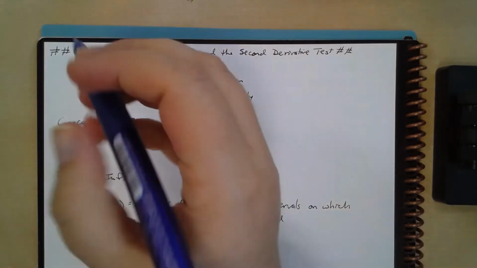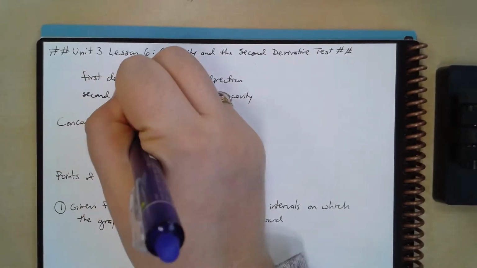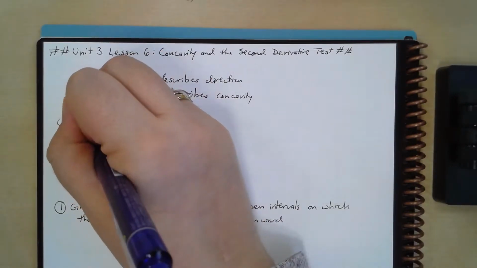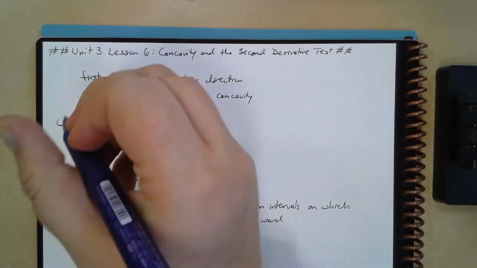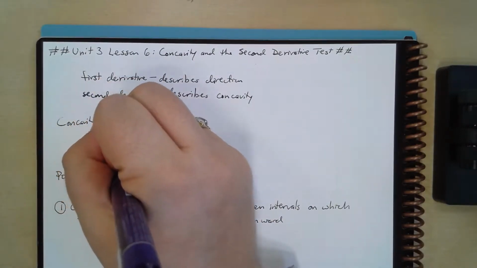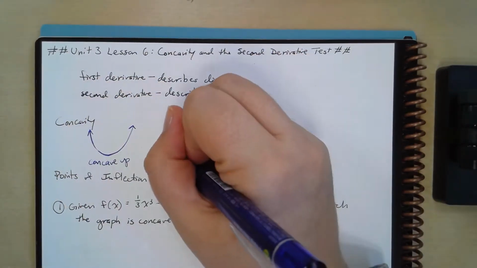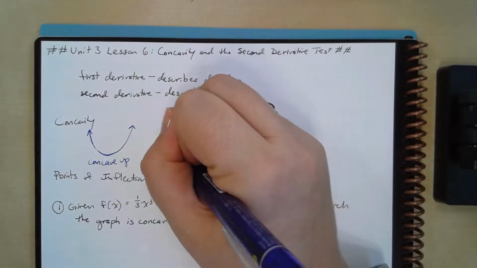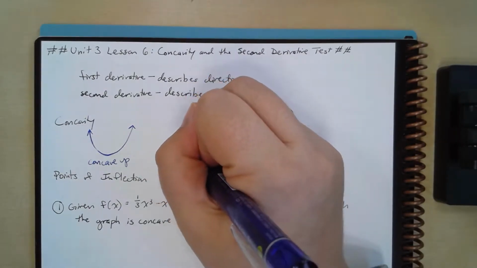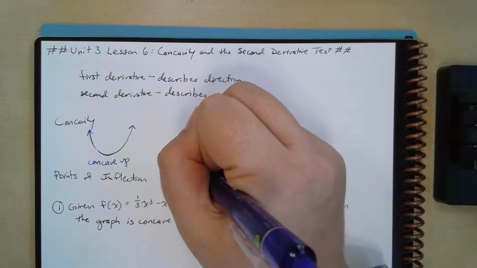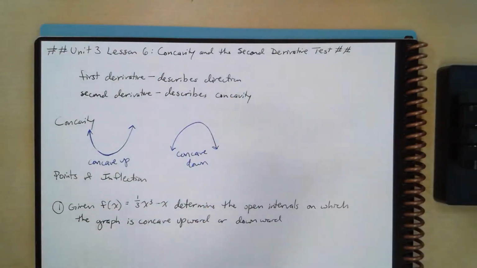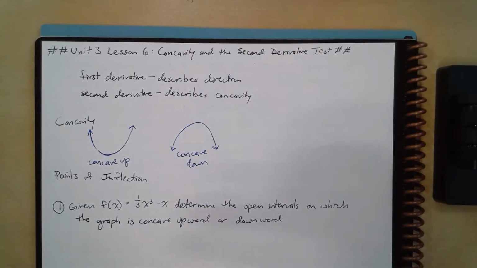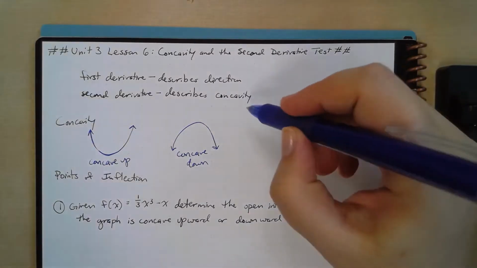So if I have a pattern that looks like this, it is called concave up. And here, this would be called concave down, all right? If it's concave up, it's kind of like a cup facing up. If it's concave down, it's like a cup facing down, I guess.